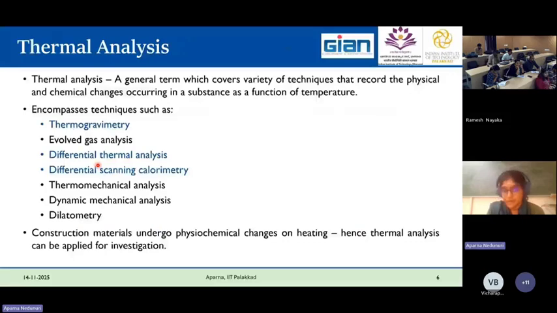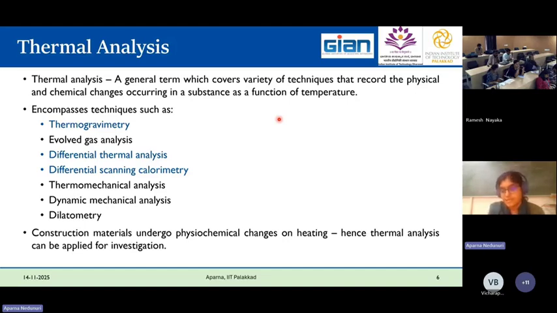Thermogravimetric analysis is part of thermal analysis. Now, what is this thermal analysis? Thermal analysis is an umbrella of which thermogravimetric analysis is one part. It is a general term which covers a variety of techniques that can record both physical and chemical changes in a substance as a function of temperature.